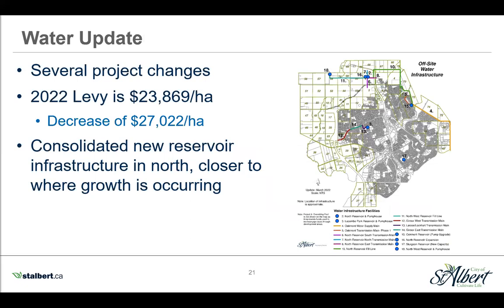For water, we've had several changes to the infrastructure category for 2022. As a result of an update to the water utility master plan, it was determined there were projects that could be eliminated, relocated, or split into smaller stages. So the Water UMP has proposed a better plan to support growth than what was planned previously. By consolidating our new reservoir infrastructure in the north, closer to where growth is occurring, it allows the city to better leverage its existing water supply infrastructure, and it reduces the transmission infrastructure that is needed to support growth. And all of these factors influence the substantial decrease in water offsite levy rates.